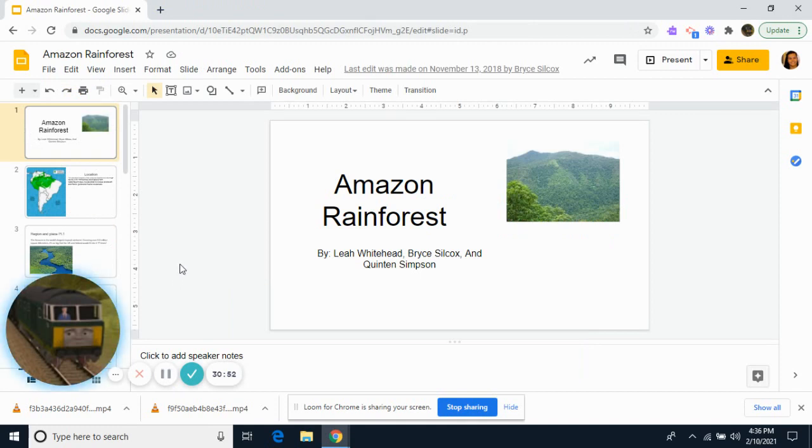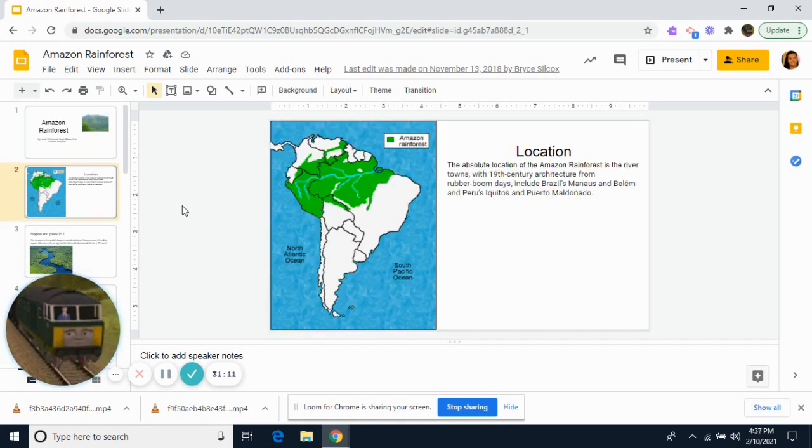Okay, so this was made for Geography, the History of the World. This is the Amazon rainforest, and this is what it looks like. It was made by Leah, Bryce, and me. Location: this is where the Amazon rainforest is located.